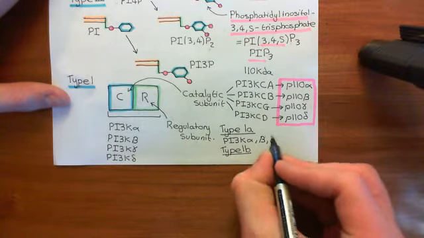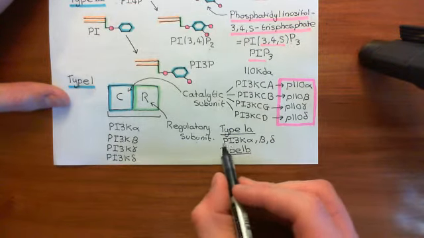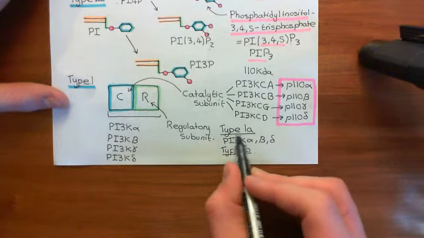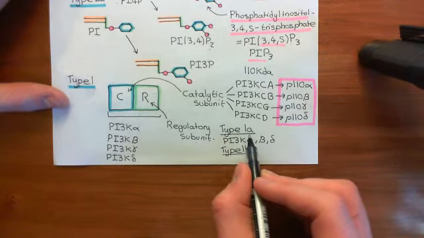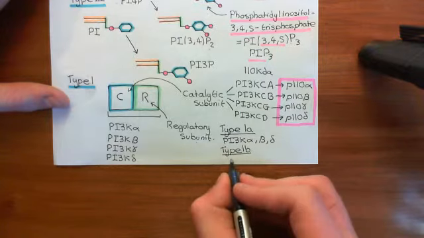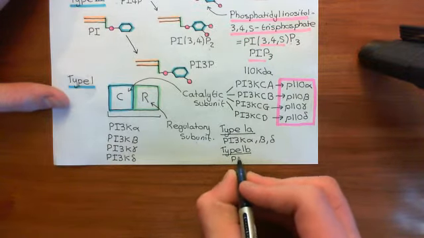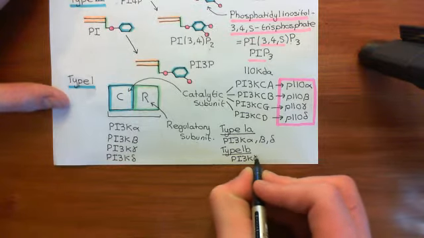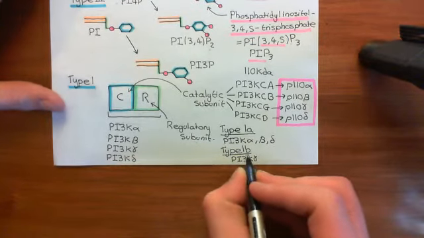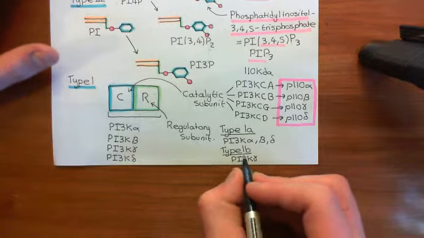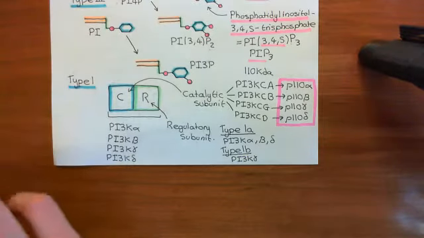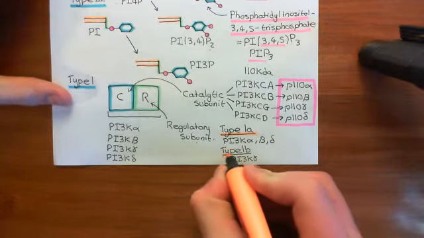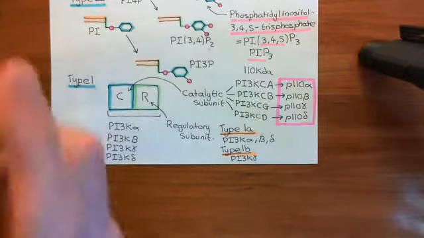Okay, so alpha, beta, or delta. Okay, so all of these Pi3-Kinase enzymes, they are all type 1A Pi3-Kinase enzymes. Okay, then that leaves the final type, the final Pi3-Kinase enzyme, Pi3-Kinase gamma, as a type 1B Pi3-Kinase enzyme. Now, what is the main difference then between type 1A Pi3-Kinase enzymes and type 1B Pi3-Kinase enzymes?